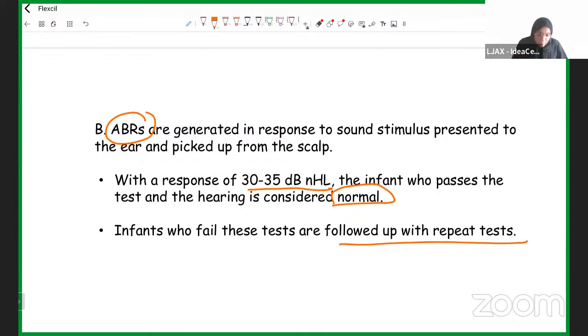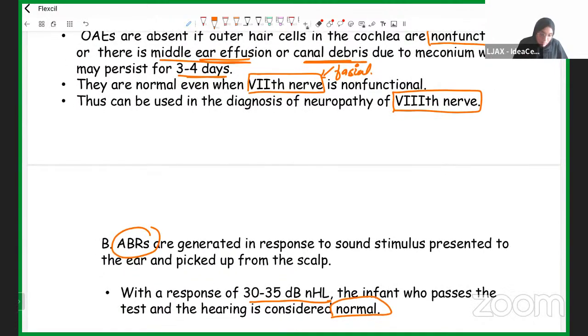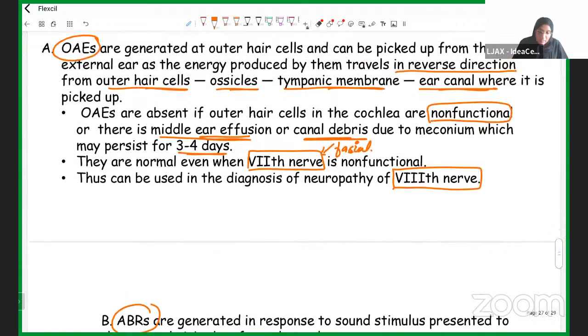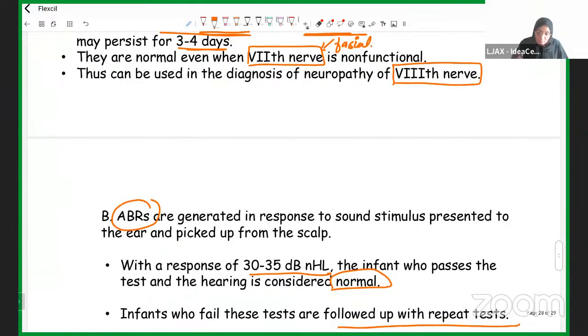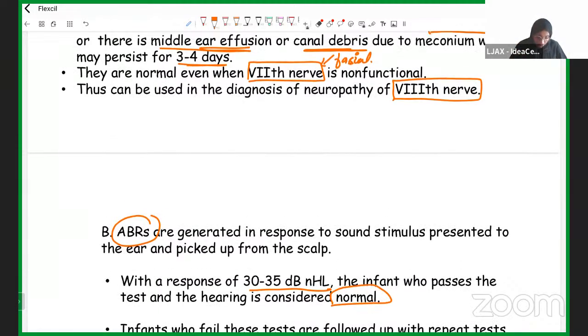So remember, there are two tests you can do to screen the neonate, OAEs and ABRs. OAEs are otoacoustic emissions, where you send a click sound to the cochlea and see if that patient is able to respond to that sound or not. And the other is auditory brainstem response, where you stimulate the sound to the ear and it is picked up from the scalp. If the child responds to that sound, he passed the test, and if he does not, then you have to repeat the test.